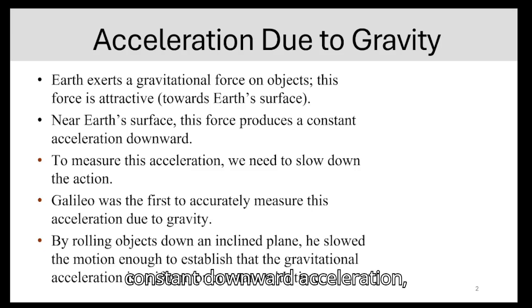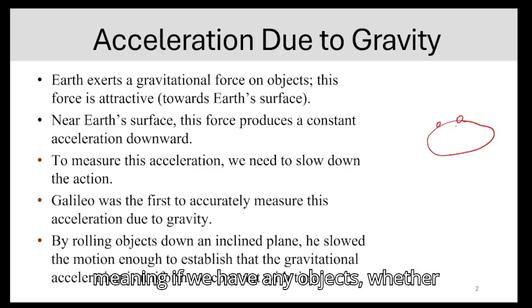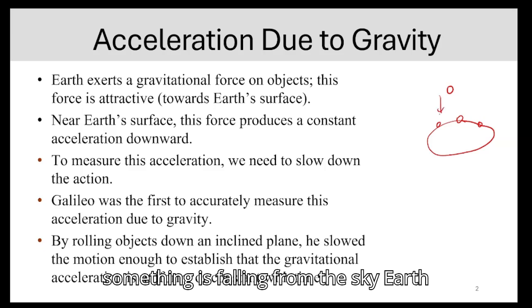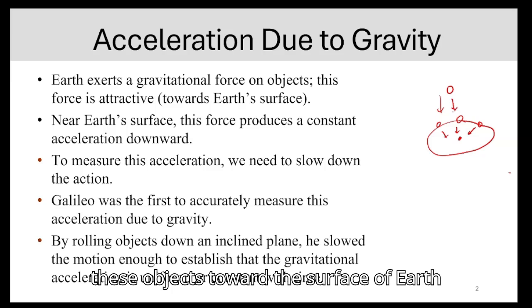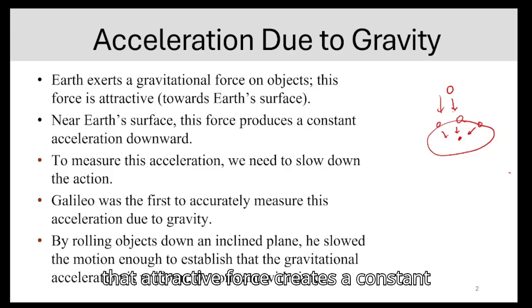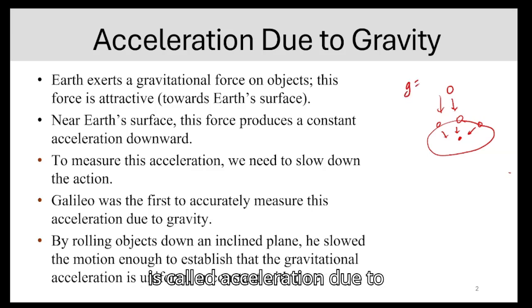This force creates a constant downward acceleration, meaning if we have any object, whether it's on the surface of the Earth or something falling from the sky, Earth always has some attractive force moving these objects toward the surface of Earth, and that attractive force creates a constant downward acceleration, which is called acceleration due to gravity.